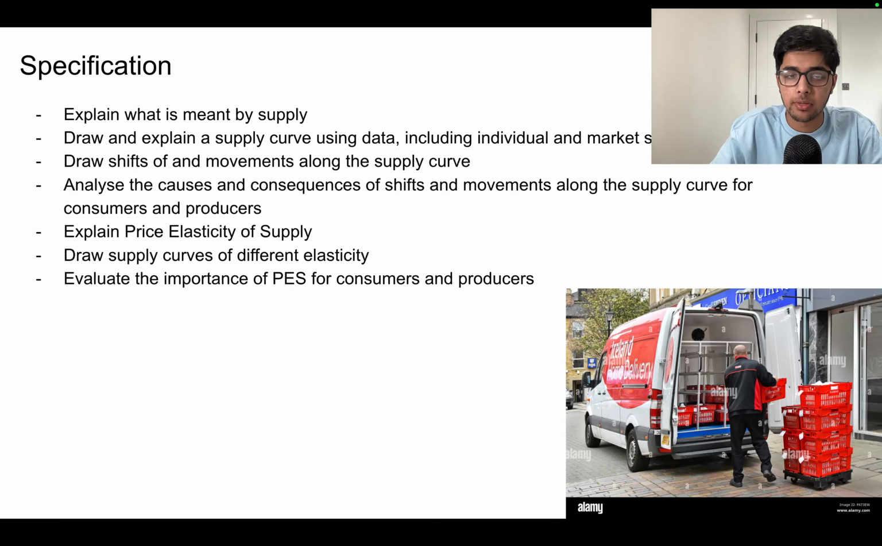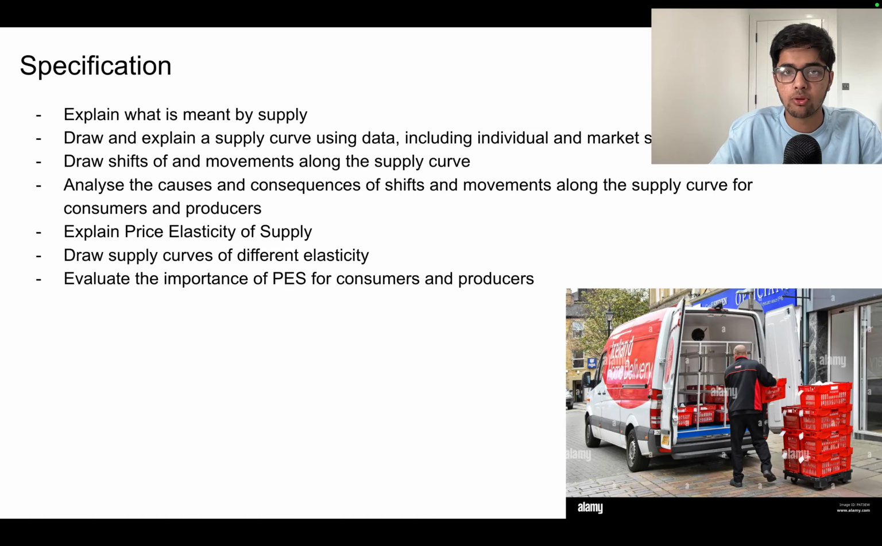Explain what is meant by supply. Draw and explain a supply curve using data, including individual and market supply. Draw shifts of and movements along the supply curve. Analyze the causes and consequences of shifts and movements along the supply curve for both consumers and producers. Explain price elasticity of supply. Draw supply curves of different elasticity. And finally, evaluate the importance of price elasticity of supply for consumers and producers.